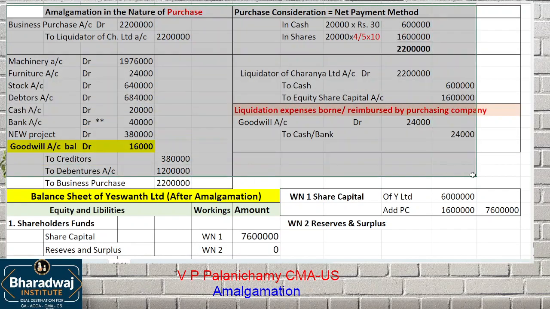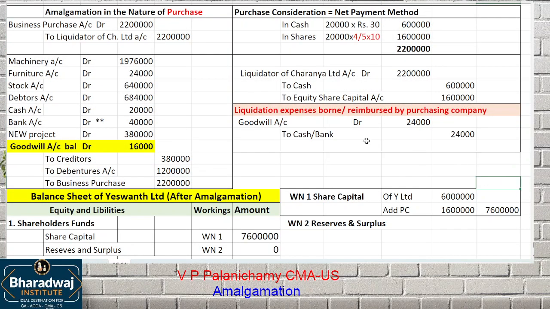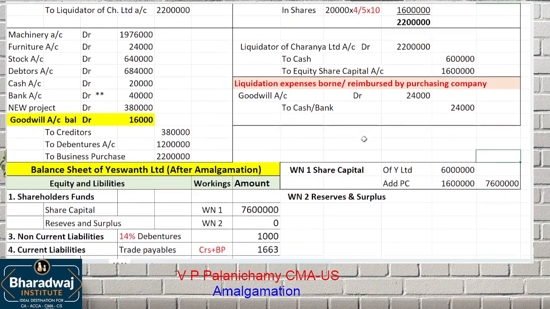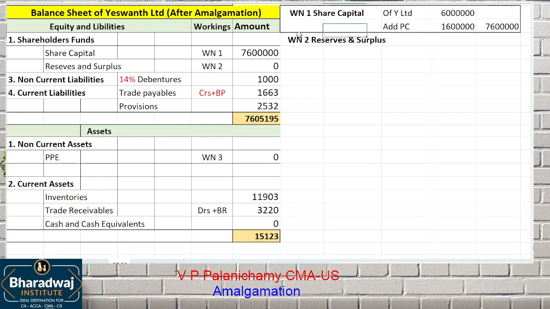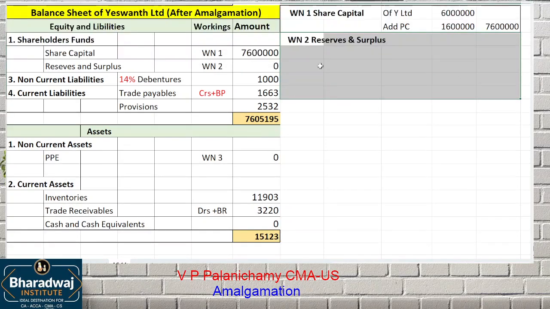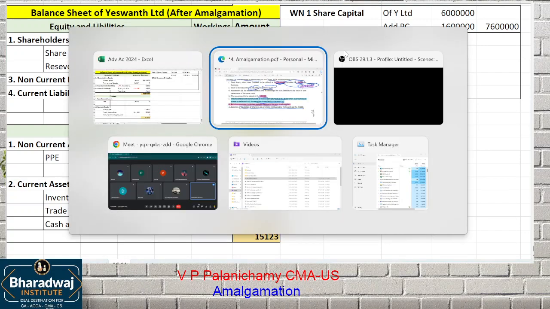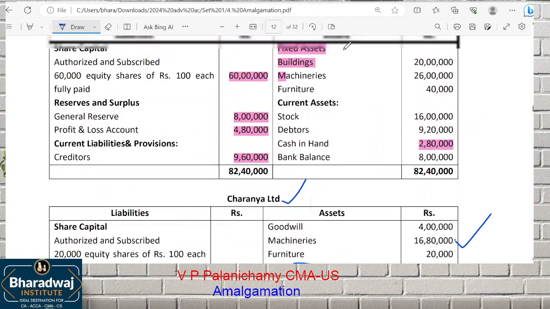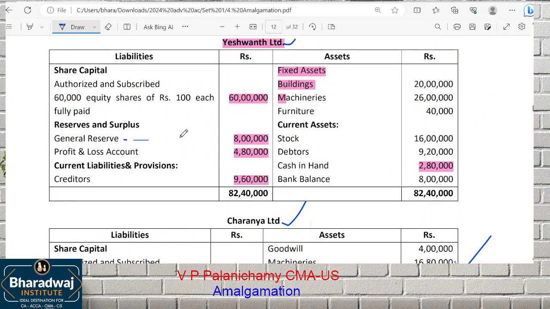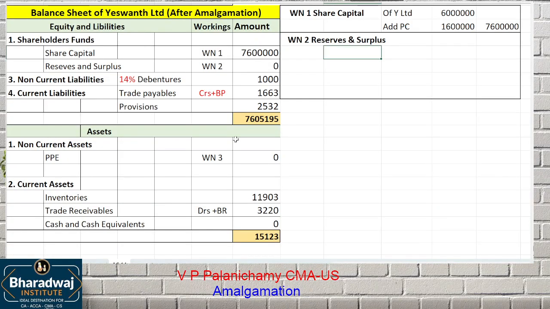Have we taken up the 4 entries? Reserves and surplus. What reserves and surplus will come? Take the purchasing company's general reserve. How much? 8 lakhs. Then what else will come?